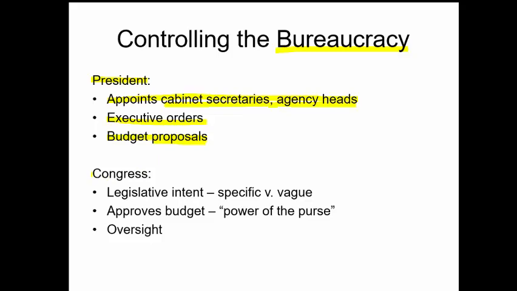Now, what does the Congress do to try to control the bureaucracy? One of the things that they can do is what is called legislative intent. They can make those bills as specific or as vague as they want in order to try to get the bureaucracy under a little bit more control. For example, if they are trying to pass a tax bill, the IRS is going to have to deal with this bill, so Congress could make that bill very specific. They could make a 500-page bill so that the IRS has to do exactly what's in that bill.